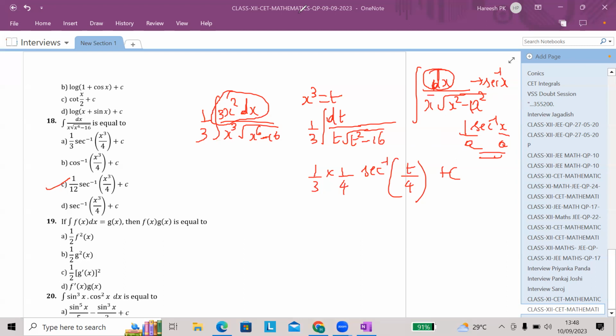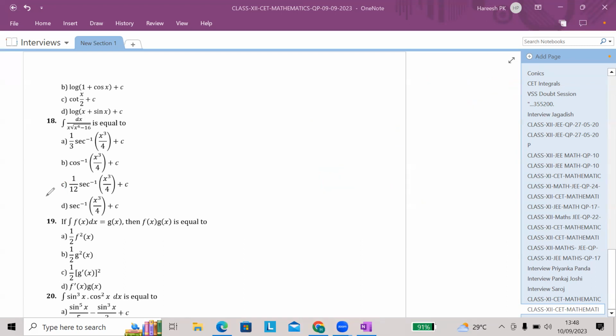Okay? We move to the next question now. We'll have to use the UV rule here. F of x into g of x, they're asking. So that means integral. Okay, so if the integral of f of x is g of x, f of x is nothing but g dash x.